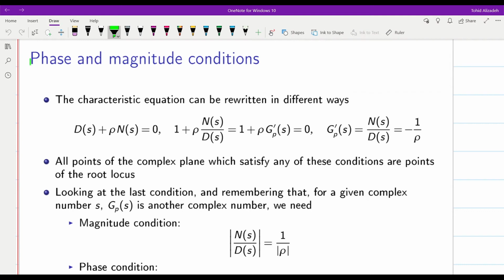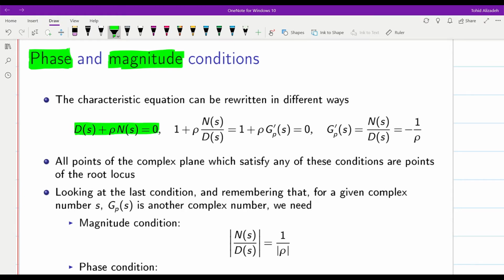Phase and magnitude conditions are two essential conditions that we have for the Root-Locus approach. And over here we are going to define them. So if you remember, the characteristic equation that we have for the closed loop system could be written in this form: d plus rho times n equal to 0.